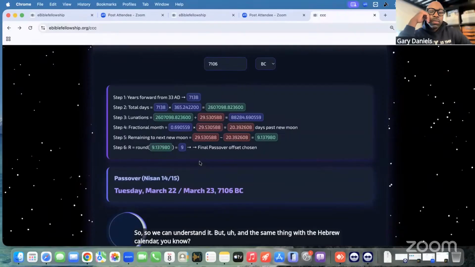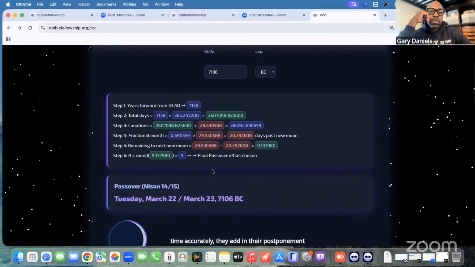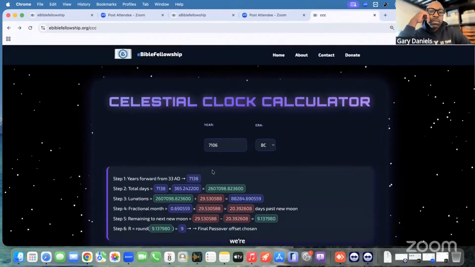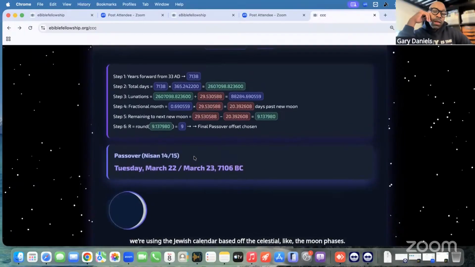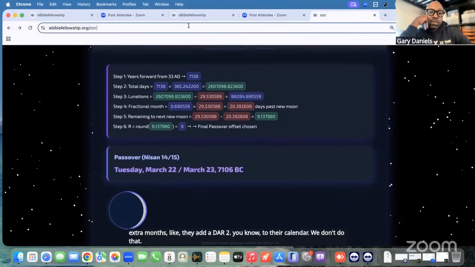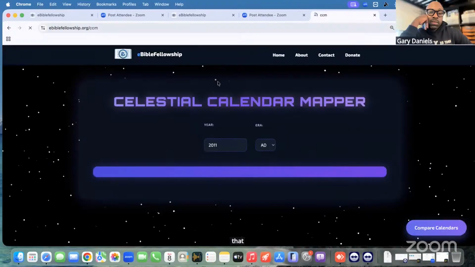We don't use the modern Jewish calendar because they don't follow time accurately. They add in their postponement rules. So again, we're using the Jewish calendar based off the celestial, like the moon phases, without adding extra months, like they add an Adar Two to their calendar. We don't do that on that tool. So just to clarify all of that, I think that's helpful to understand.